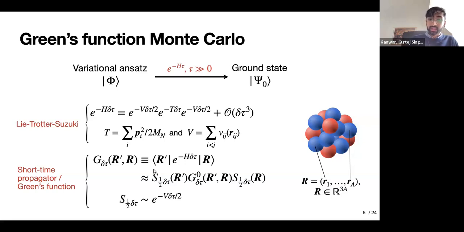And keeping that in mind, we can then very easily evaluate the application of the exponentiated potential and the application of the exponentiated kinetic operator on these kets. And so doing so, using this Lie-Trotter-Suzuki decomposition gives some kind of matrices that correspond to the exponentiated potential, and a free kinetic propagator. So this is just the kinetic term exponentiated.